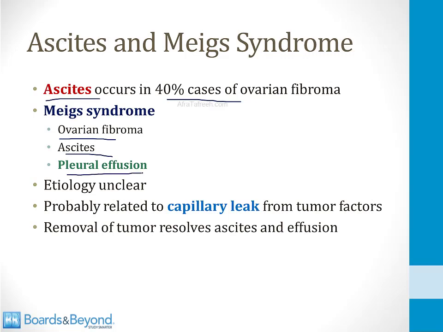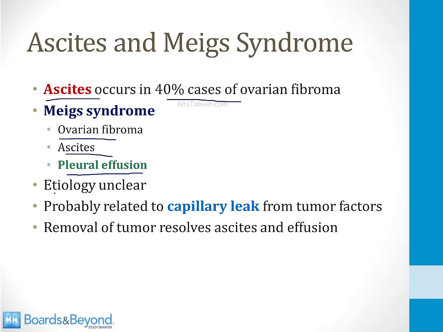And the thing you want to remember about this is that usually when you see a tumor and fluid in the abdomen or in the pleural space, that usually represents a highly malignant tumor that has spread to the lungs and the abdomen. In this situation, there is a benign tumor in the ovary, and the fluid leak does not represent metastatic disease. That's what's very unusual about these fluid collections developing in the setting of a benign tumor.